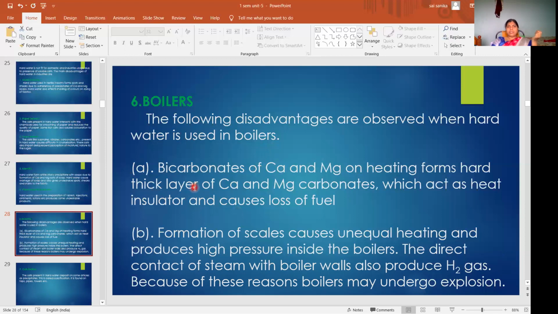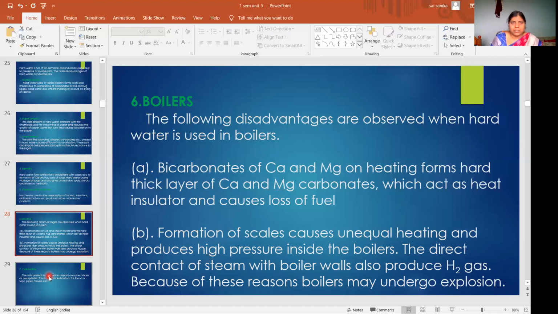important. Among disadvantages of using hard water in industries, separately they will ask, write the disadvantages of using hard water in industry. For a 3 marks question, you have to explain like this. So if you write disadvantages of using hard water in industry, anyone you can choose. Either textile industry or the sugar industry, either laundry, whatever.